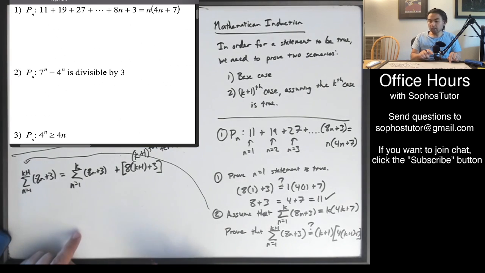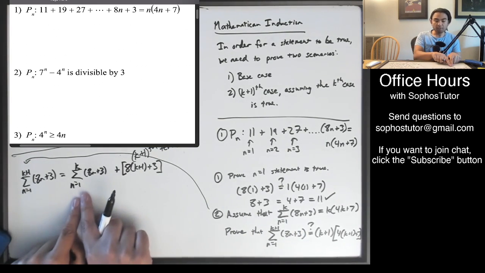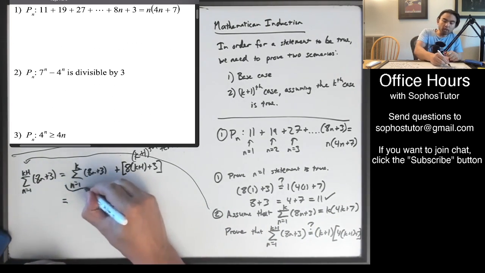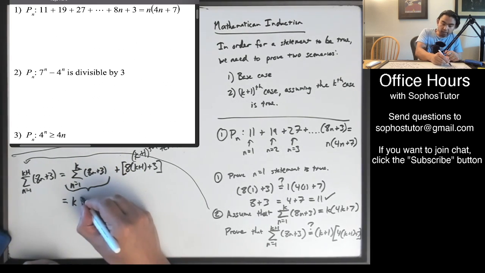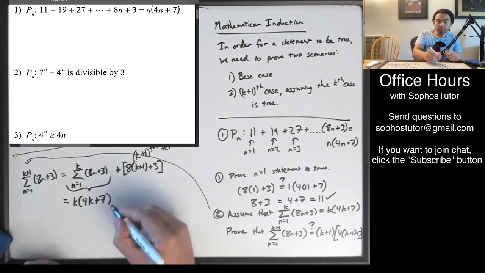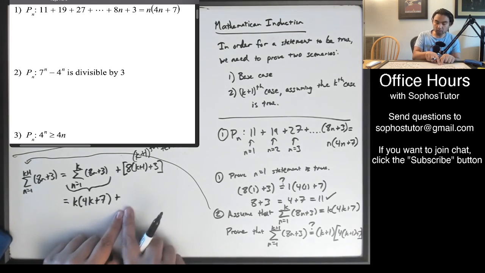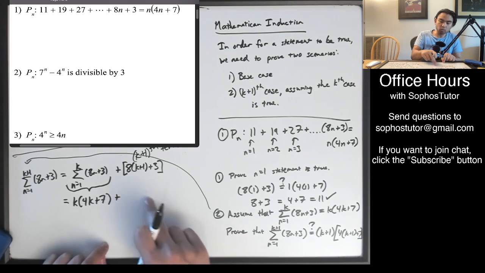Okay. Now, we have assumed already that the first k terms add up to k times 4k plus 7. So now we can substitute this summation with k times 4k plus 7. Now we need to figure out what's going to happen with this side here. Well, let's go ahead and distribute. Let's simplify this right term here.